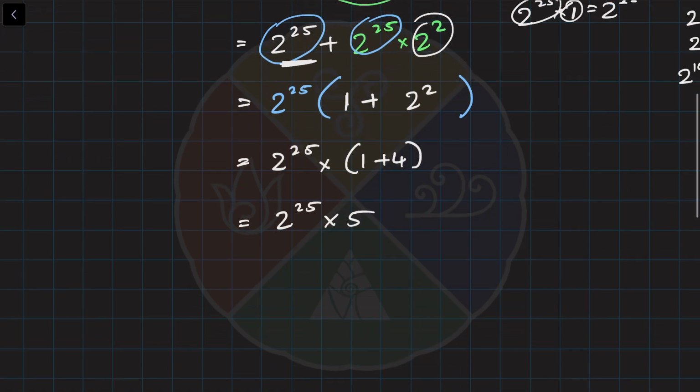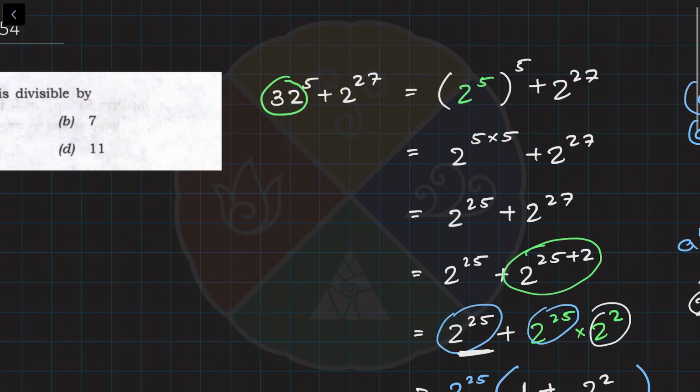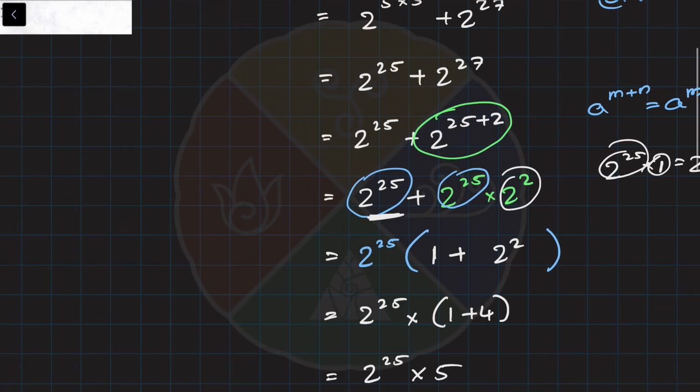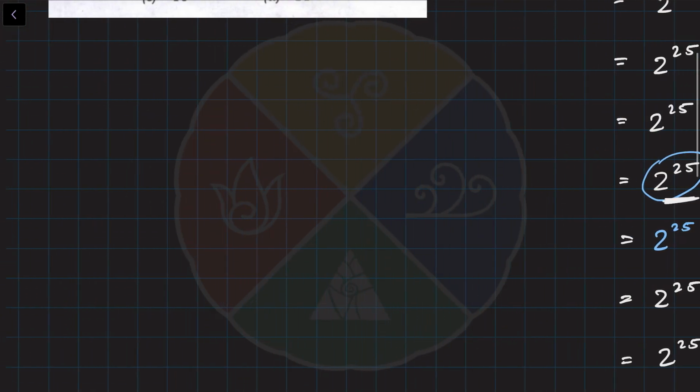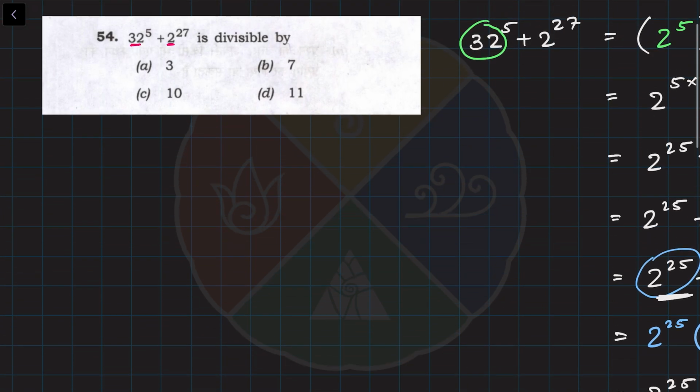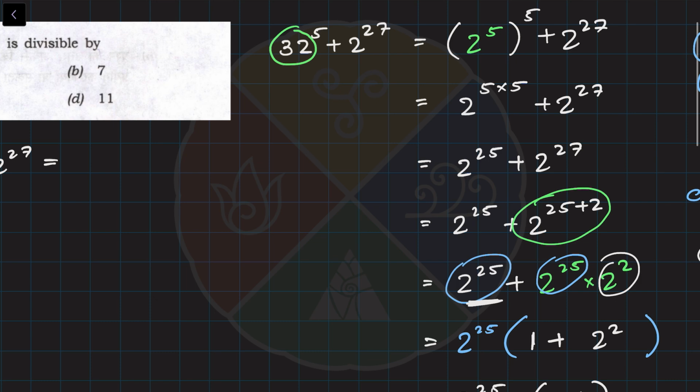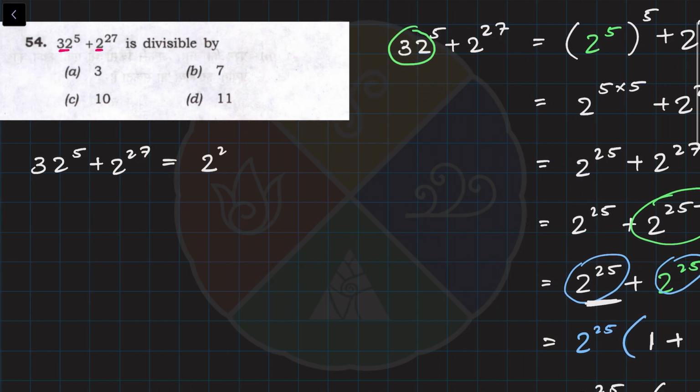So we just simplified this number. You can of course pause the video and see how this happened. And we can say that this value, 32 raised to 5 plus 2 raised to 27, itself is, how much was it? 2 raised to 25 into 5. Therefore, this is the prime factorized form.